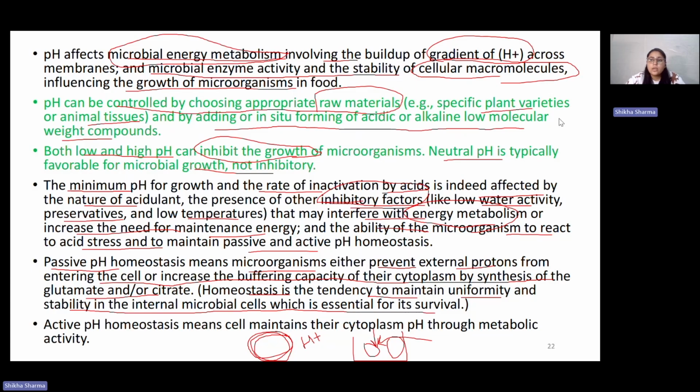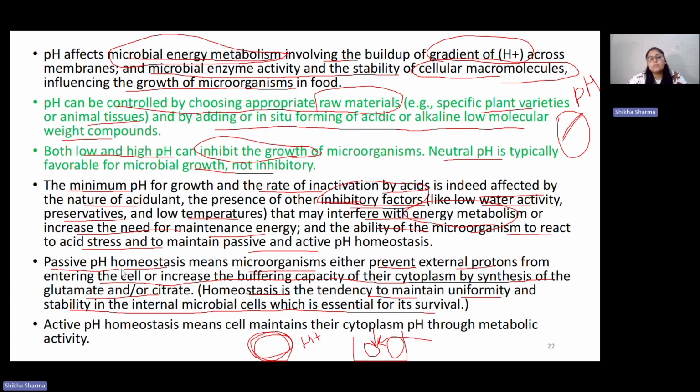So in a microorganism, there should be a stable kind of atmosphere. When the pH is going to change, its homeostasis will be influenced. So to maintain the homeostasis, the microorganism will try to resist the change. How will it resist the change? By the passive and active methods.